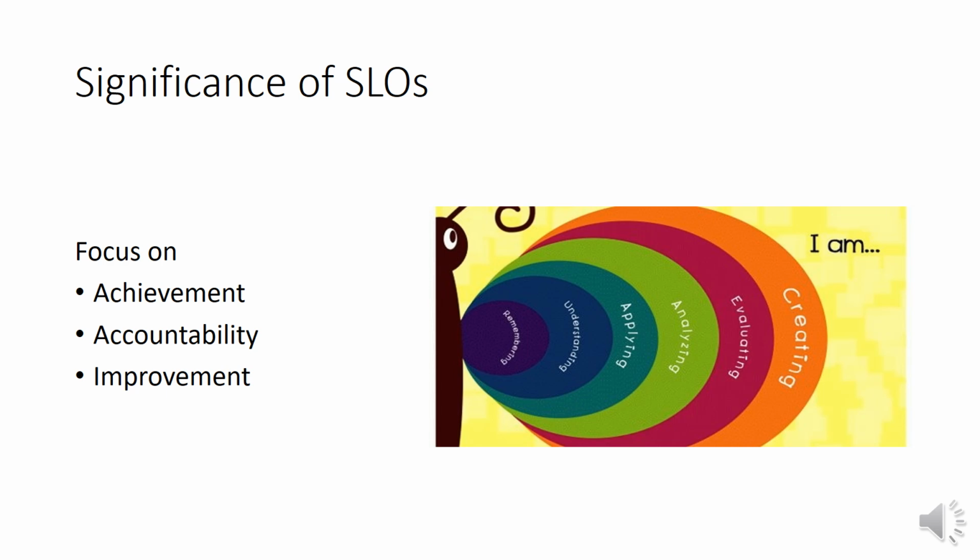What is the significance of student learning outcomes? We focus on achievement. Final goal is to achieve the result, and accountability on the part of the teacher as well as the student, and improvement. If you see the picture, I am creating the goal, I am evaluating the performance, I am analyzing the content and performance, and I'm applying the knowledge, then understanding, and then that makes you remember the things.